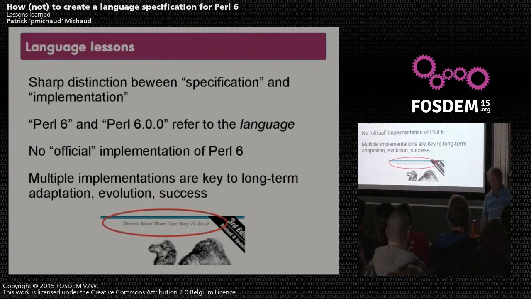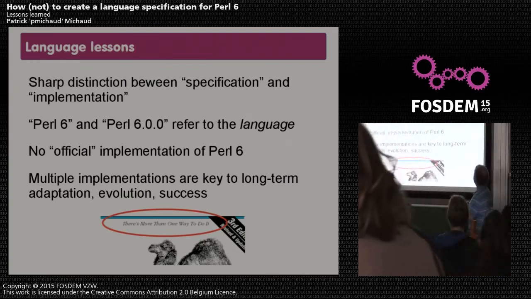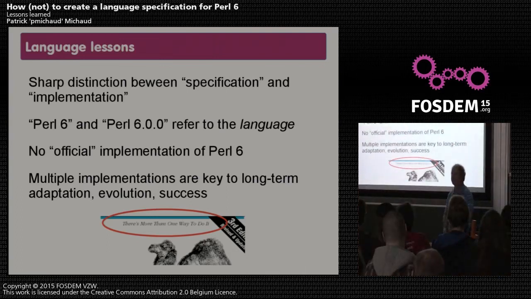Another part of language design that Perl 6 gets correct is that we are making, unlike a lot of other places, a sharp distinction between our specification and our implementations. So the term Perl 6 always refers to the language. It never refers to the compiler, right? And that, again, is different from Perl 5.